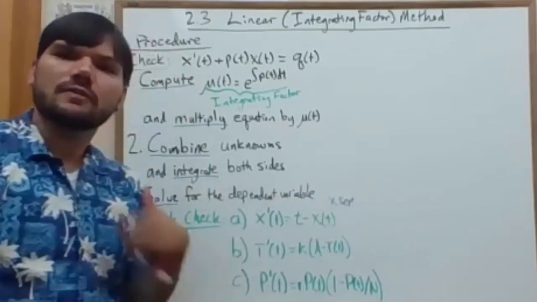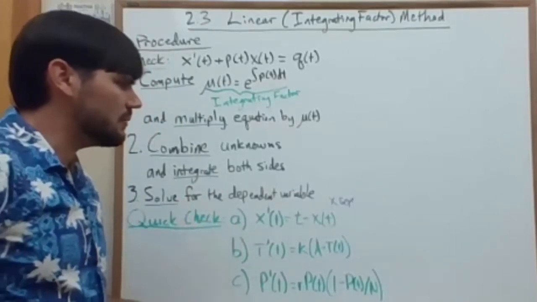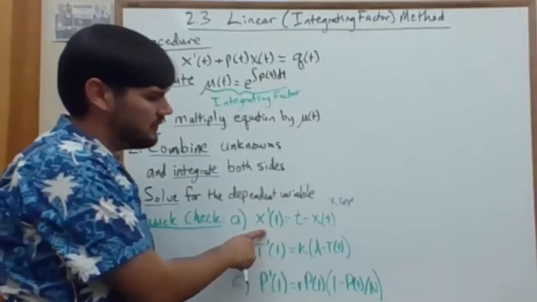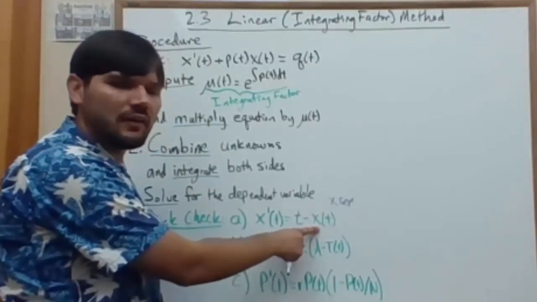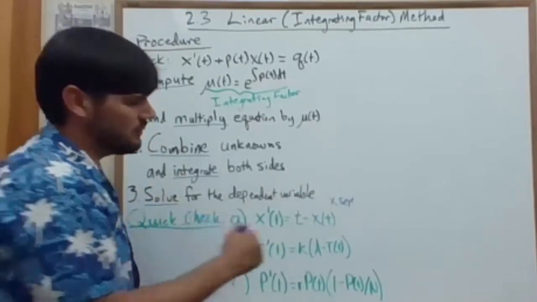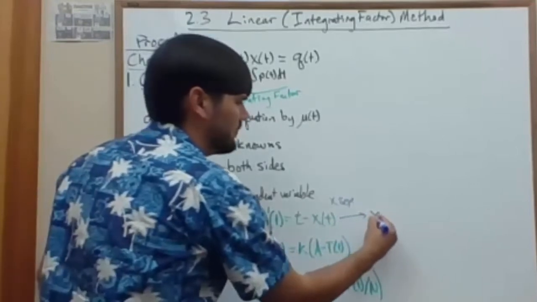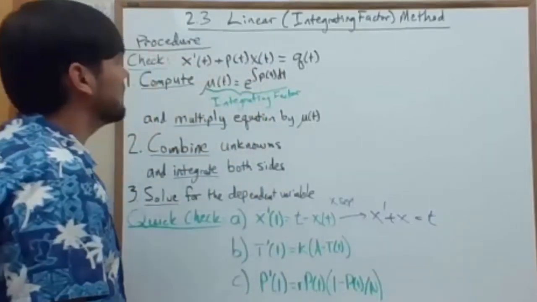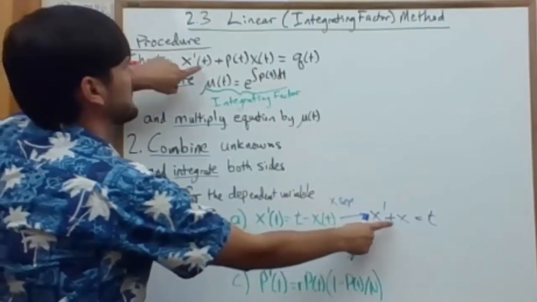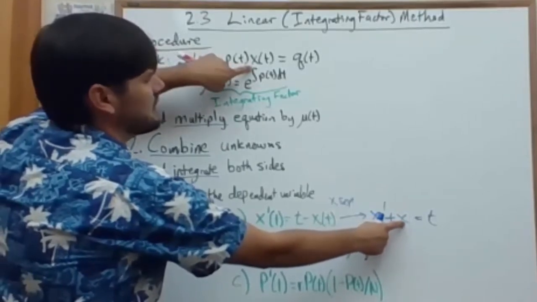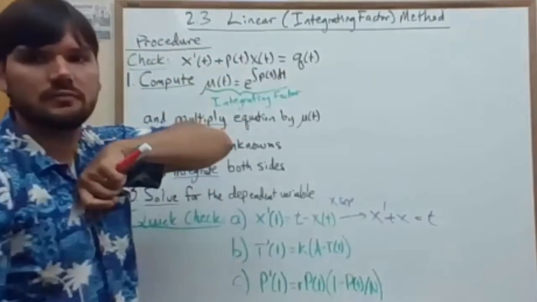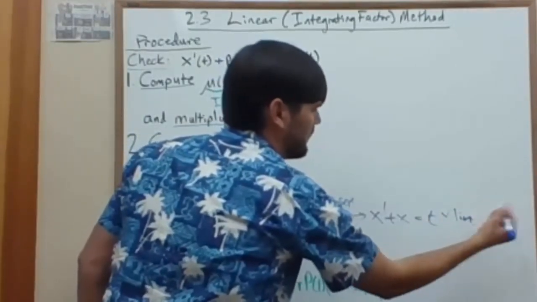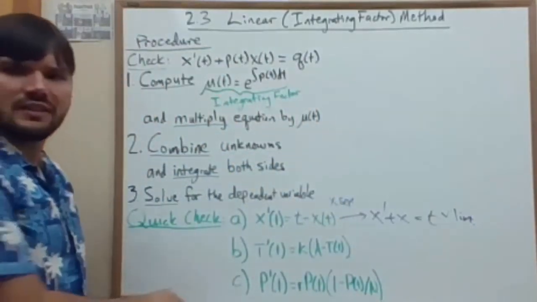To see if it's linear, we first check to see if the powers of the unknown variables are 1. So, x prime is to the first power, x is to the first power. It's possible, we just need to write it in the correct form. x prime, we add x, we get t. We check x prime plus p of t times x equals q of t. Yeah. So that is linear. Now let's go on to the second one.